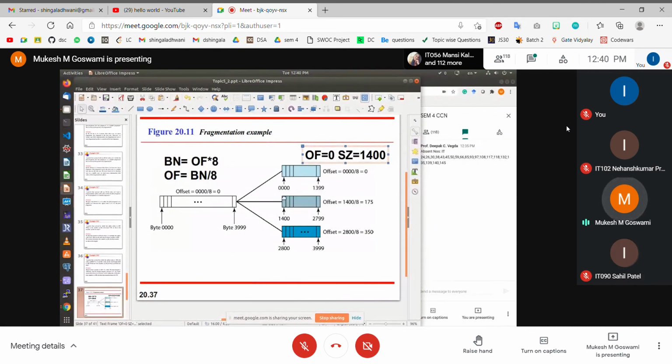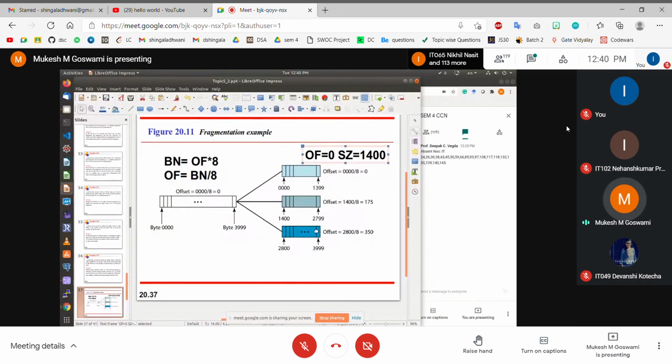The byte number of the first byte in the second fragment now is going to be equal to 1400. So how do I get the offset? Offset is obtained by byte number divided by 8. So that is going to be equal to 175. So the offset value for the second fragment is going to be equal to 175. And again, the size of the data in the frame is going to be equal to 1400. The size of each and every fragment remains the same, right? So therefore, this is going to be equal to 1400.